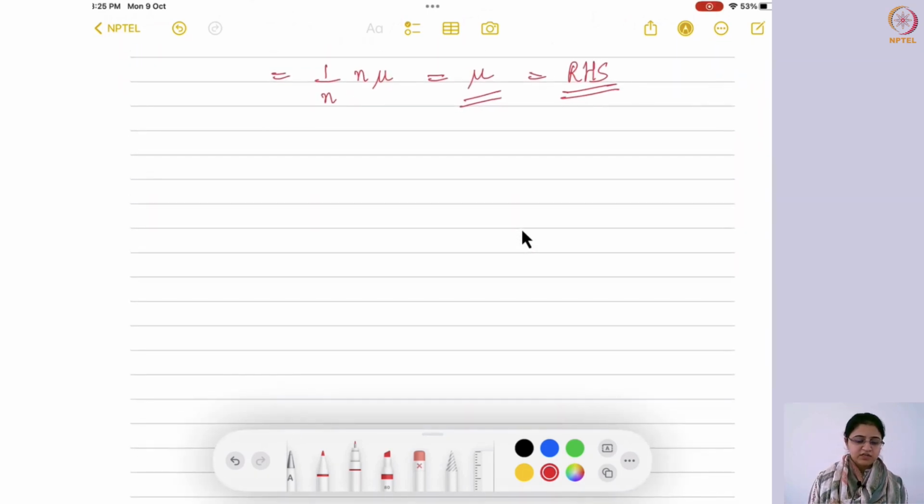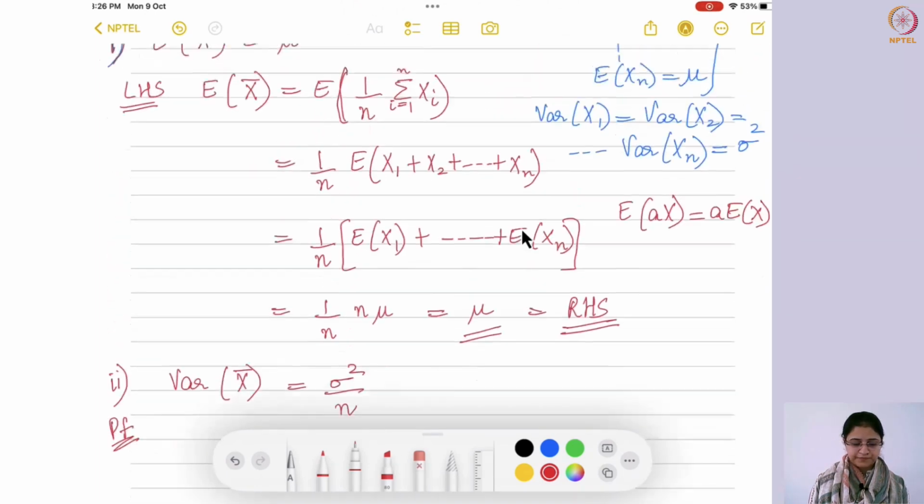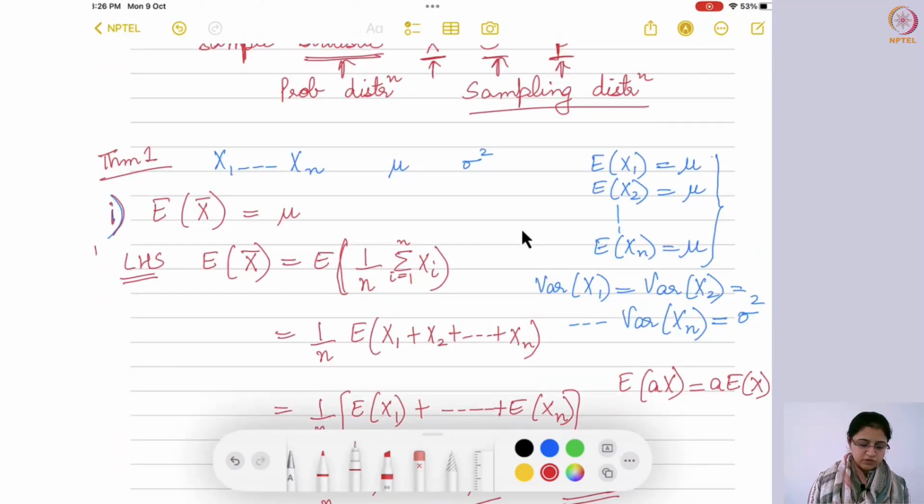Likewise, this second proof is that the variance, if I take the variance of this, then it would be sigma square by n. To prove this, so this is basically your proof.